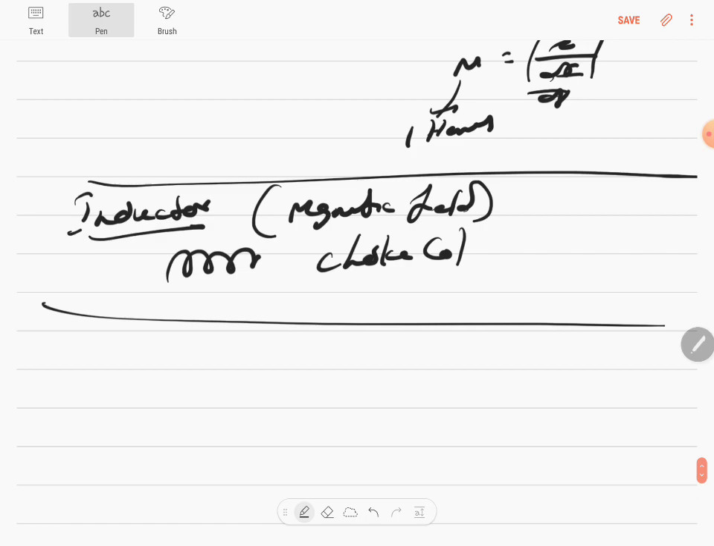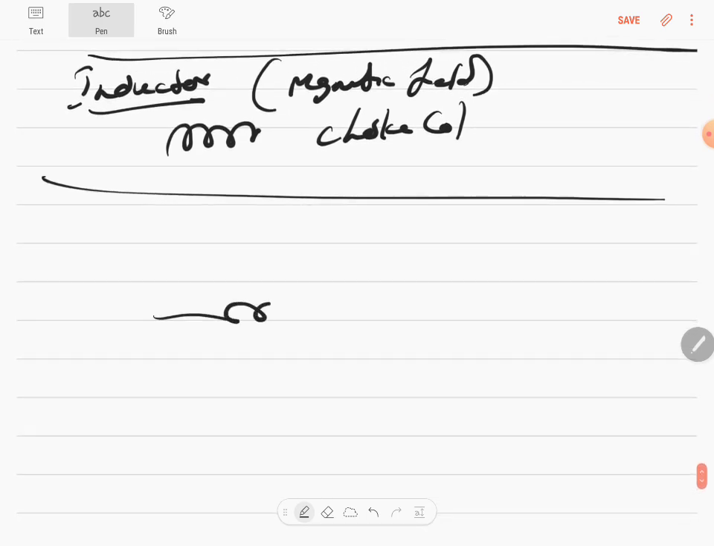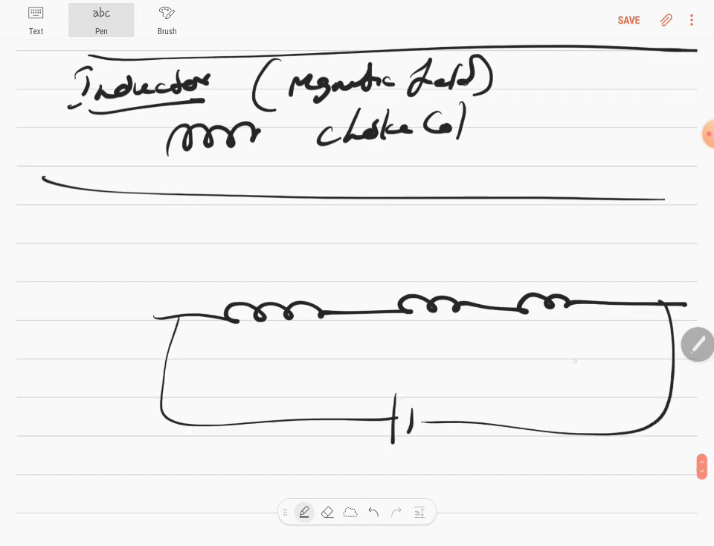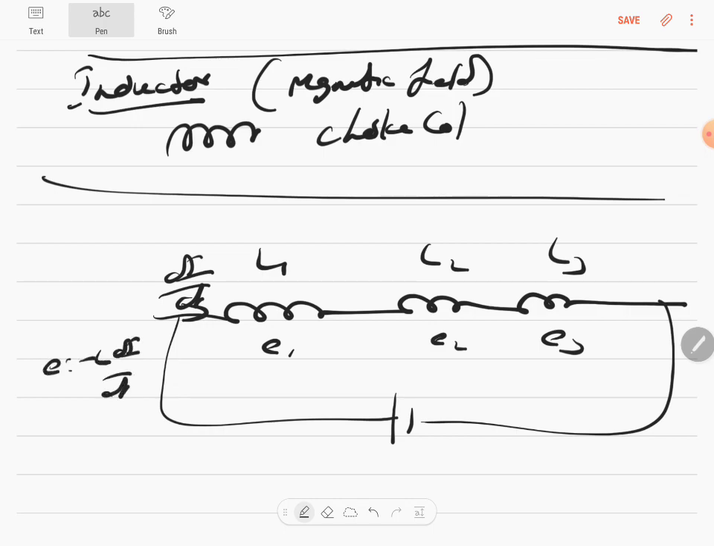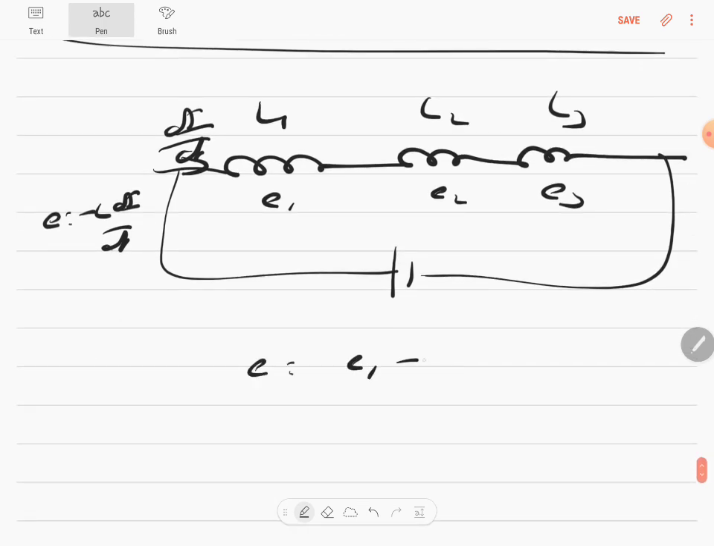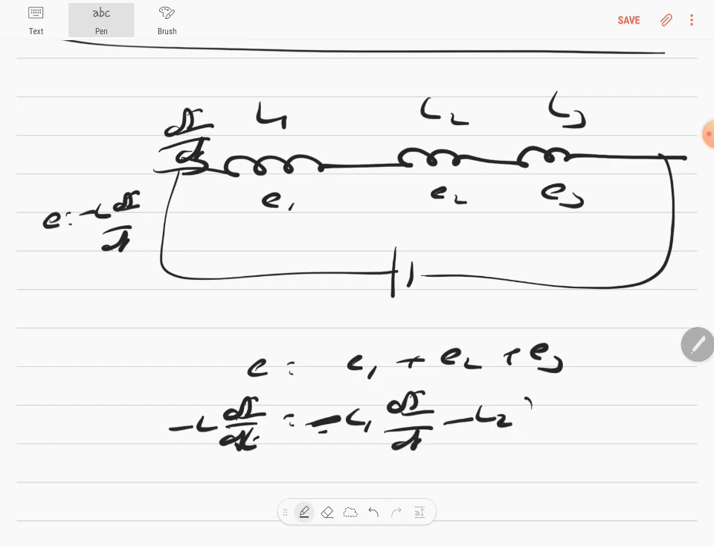Now let's talk about inductors in series and parallel. Let's take inductors in series connected to a battery. This is L1, L2, L3. The current flowing in is di by dt, but EMF will be E1, E2 and E3. You all know E is equal to minus L into di by dt. E is equal to E1 plus E2 plus E3, which is minus L into di by dt is equal to minus L1 into di by dt minus L2 into di by dt minus L3 into di by dt.